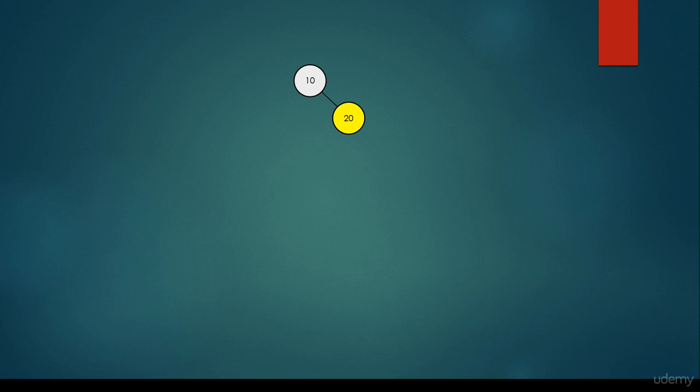We have to check starting from the node we have inserted. It doesn't have any left or right children, so basically it is a leaf node. That's why the height parameter is going to be 0 for the node 20. Okay, so basically this 20 doesn't have any left or right children.